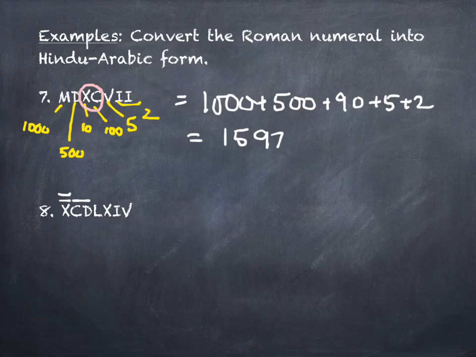All right, the second one here has some lines on top of some things. Again, let me take a minute with you, and we're going to write out the value of each of the symbols, ignoring any bars. We'll deal with the bars in a minute. What is an X? 10. What is a C?